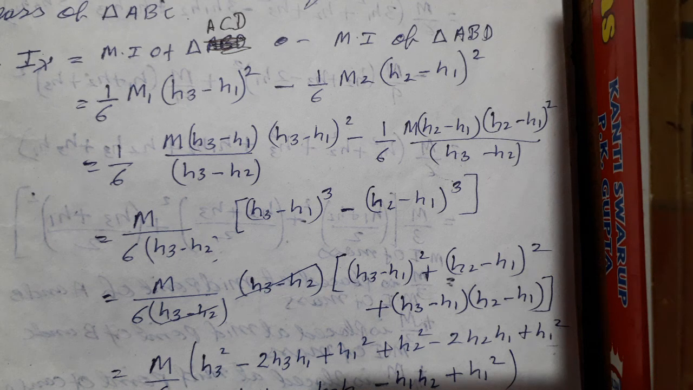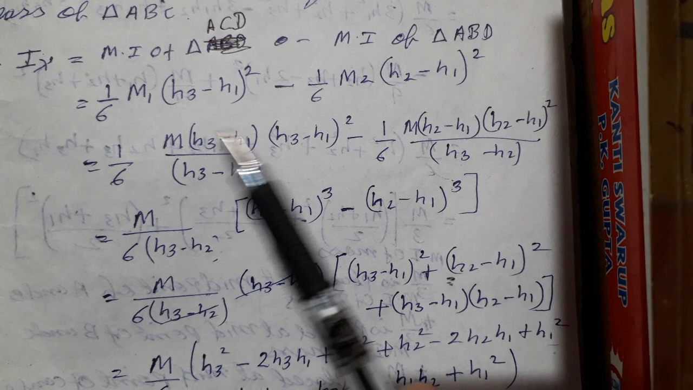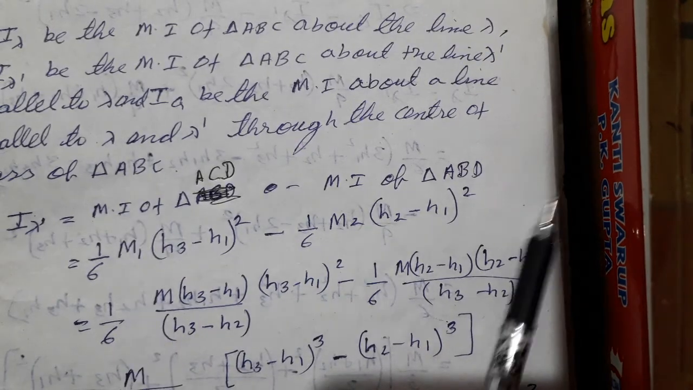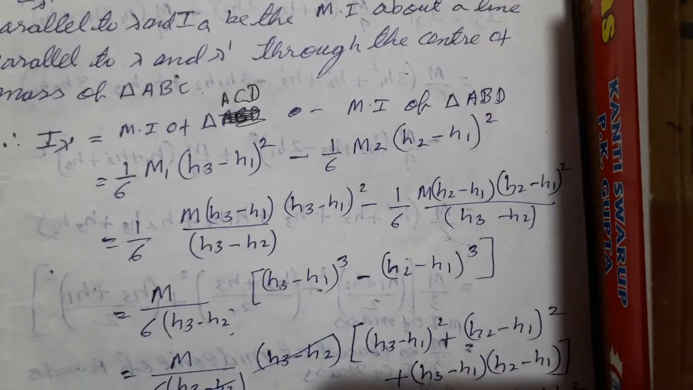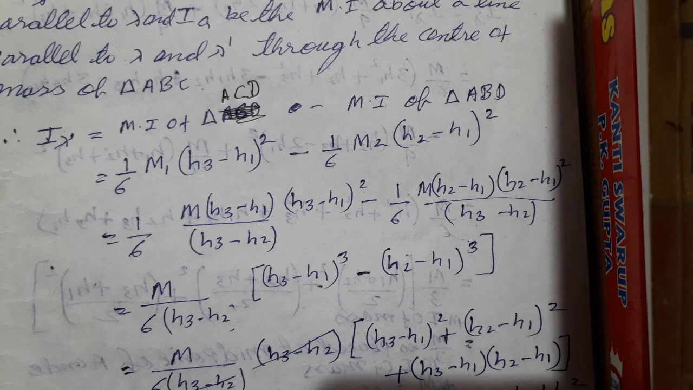Now we are going to continue the same thing we have learned in the previous video. In the previous video I explained up to here. Now I'm going to explain how to find the moment of inertia of the triangle ABC about the line lambda dash.